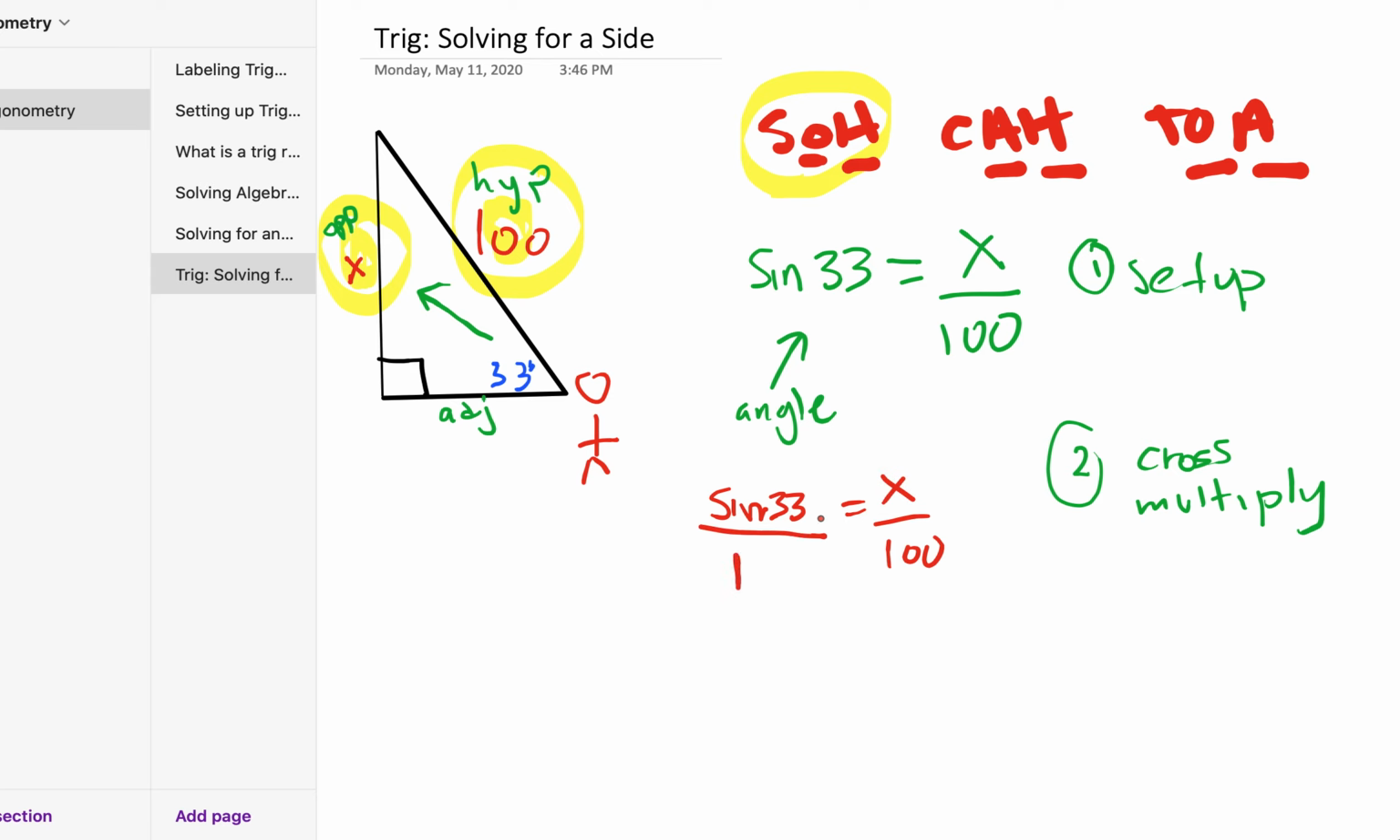This gives us two fractions with an equal sign, which allows us to cross multiply. You cannot cross multiply without the equal sign there. So really it's doing two steps at once. It's the same as multiplying and dividing. So now that I crisscross, x times 1 is x, or 1x if you really prefer, equals sine of 33 times 100. So what we will do is go into our calculator and find sine of 33.